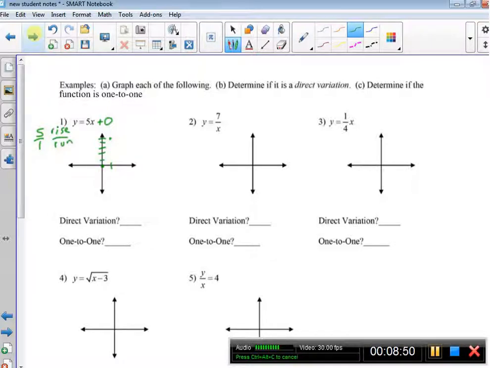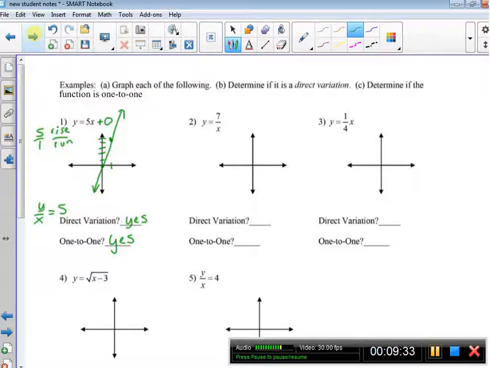And so 2 points determine a line, so if we were to draw that, I'm doing a sketch, okay? It is an oblique linear that goes through the origin. So, yes, it is a direct variation. It can also be written as y over x equals 5, which goes back to the definition when the ratio of two variables is a constant. And it is 5. Is it one-to-one? Yes. Is it a function? Yes.